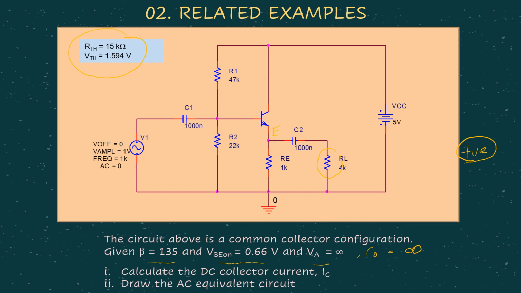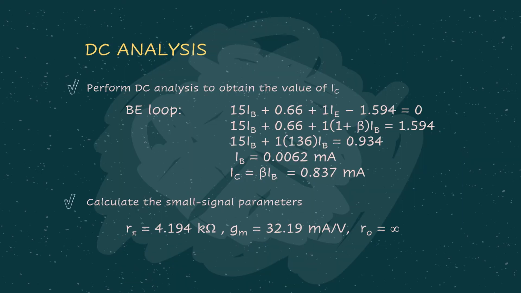Then you are supposed to calculate for the IC, collector current, meaning we have to do the DC analysis first, then from there we need to draw the AC equivalent circuit, then obviously from there we need to find for the voltage gain as well as the current gain. So let's start with the DC analysis.